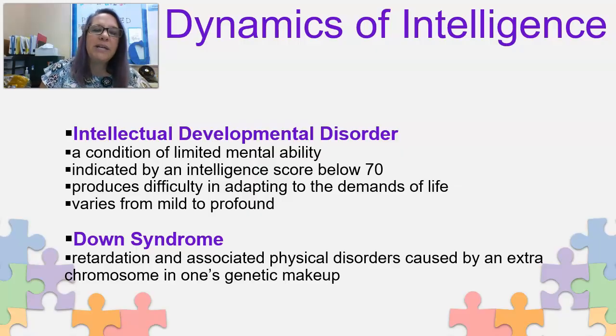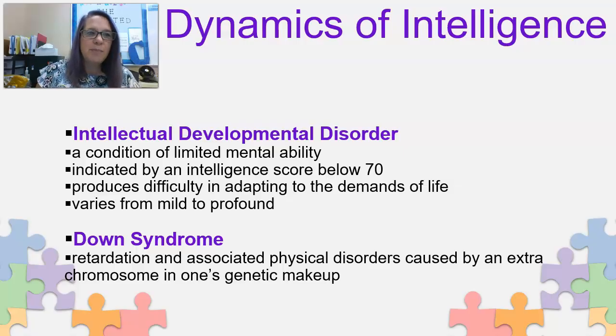When we talk about intelligence, we have to talk about the dynamics of intelligence, so the opposite ends of the spectrum. So we know from the normal curve that most people are going to fall right in that middle range. Okay, but what about the people at the far ends? So the first one is an intellectual developmental disorder, and this is limited mental ability. So these would be intelligence scores below 70.